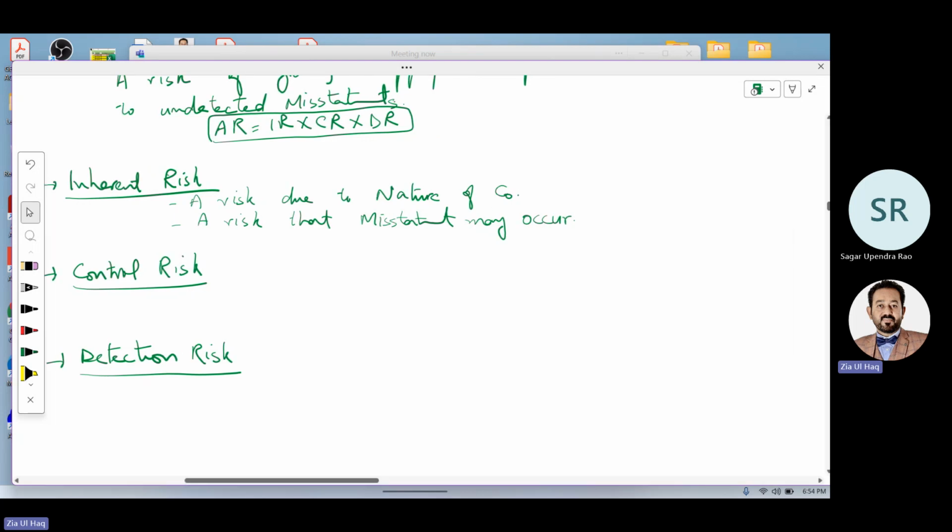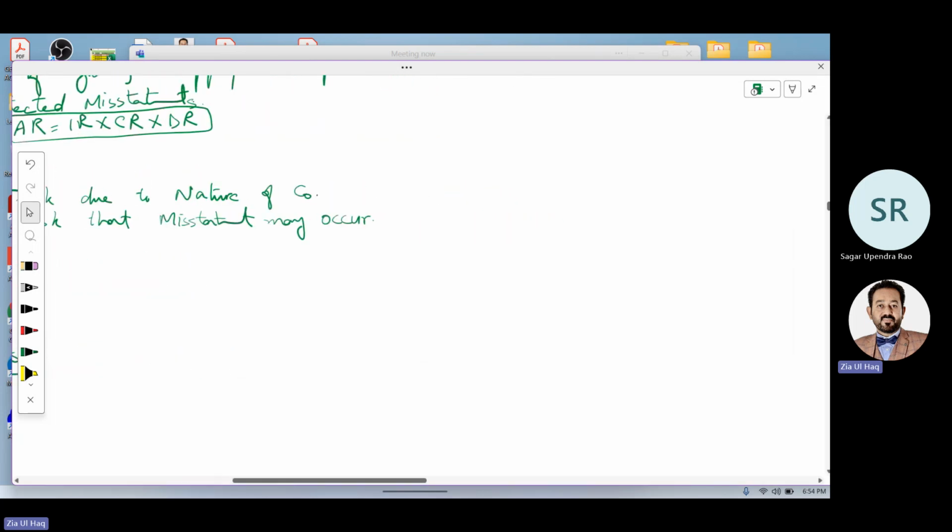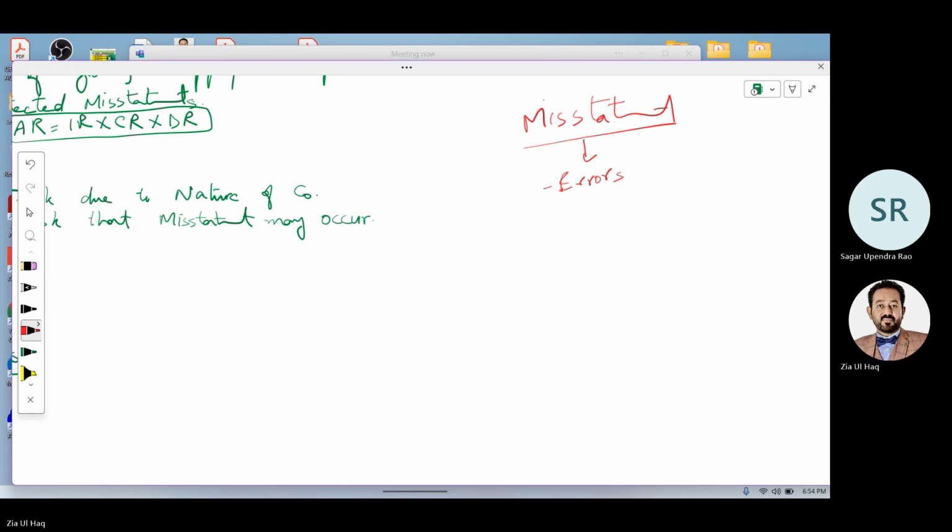Meanwhile, while writing inherent risk, we have to show what the chances of a misstatement in the financial statement are. What is meant by misstatement? If there are any chances of errors in financial statements, we will call it misstatement. Instead of the word misstatement, we can say there are chances of errors in the financial statement.